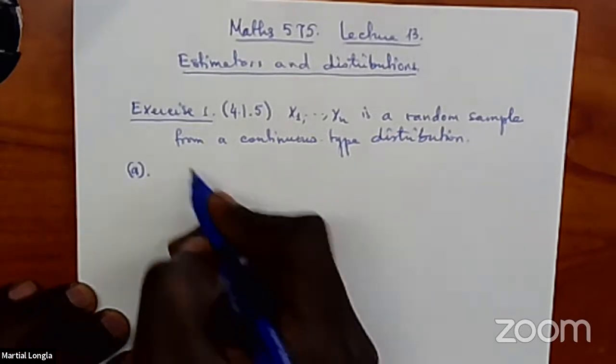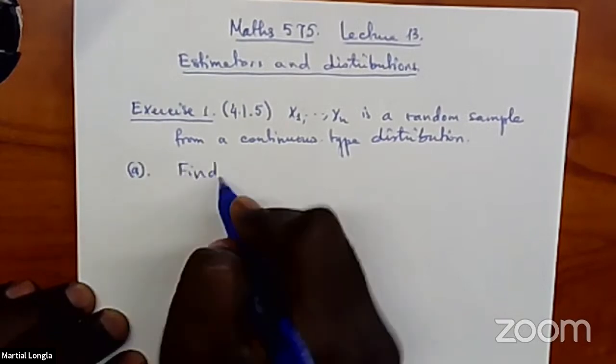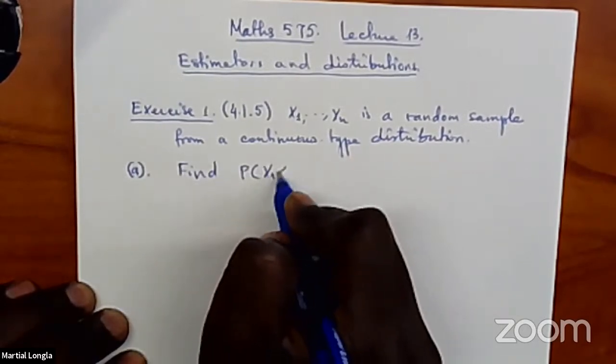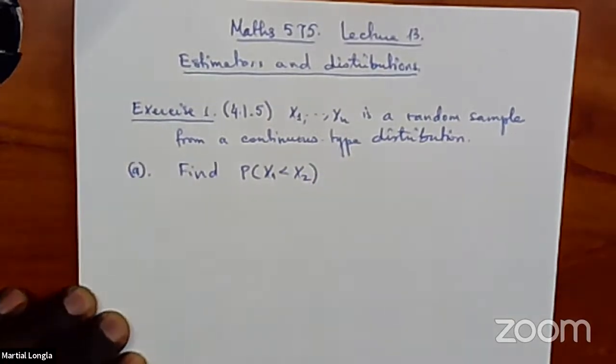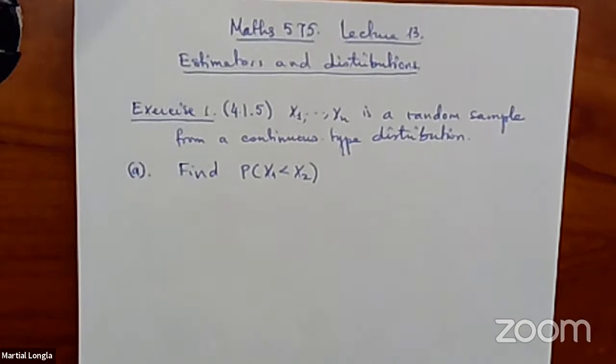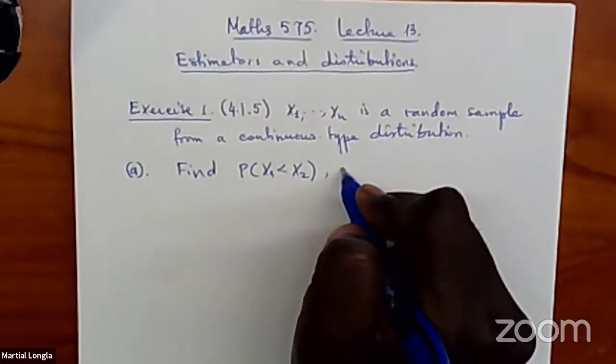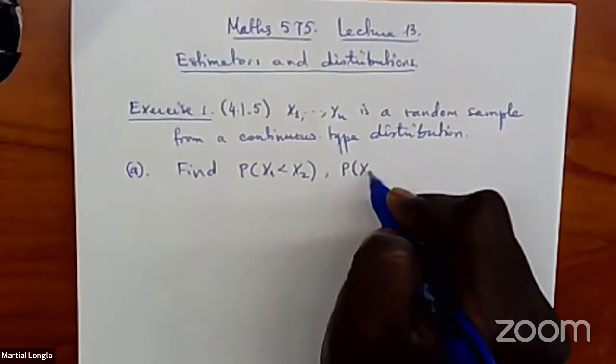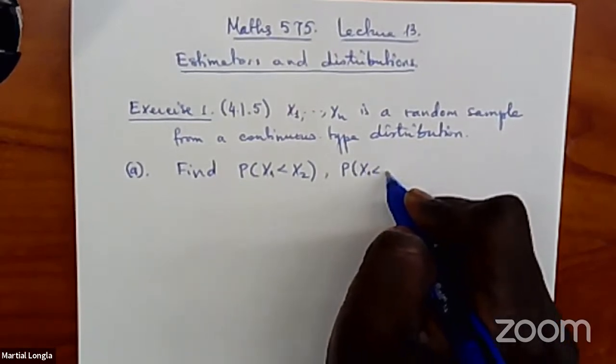The first question is find the probability that x1 is less than x2. And basically this problem for me is again for you to train on how to use the conditioning things that we had earlier to find the probability. And then the probability that x1 is less than x2.